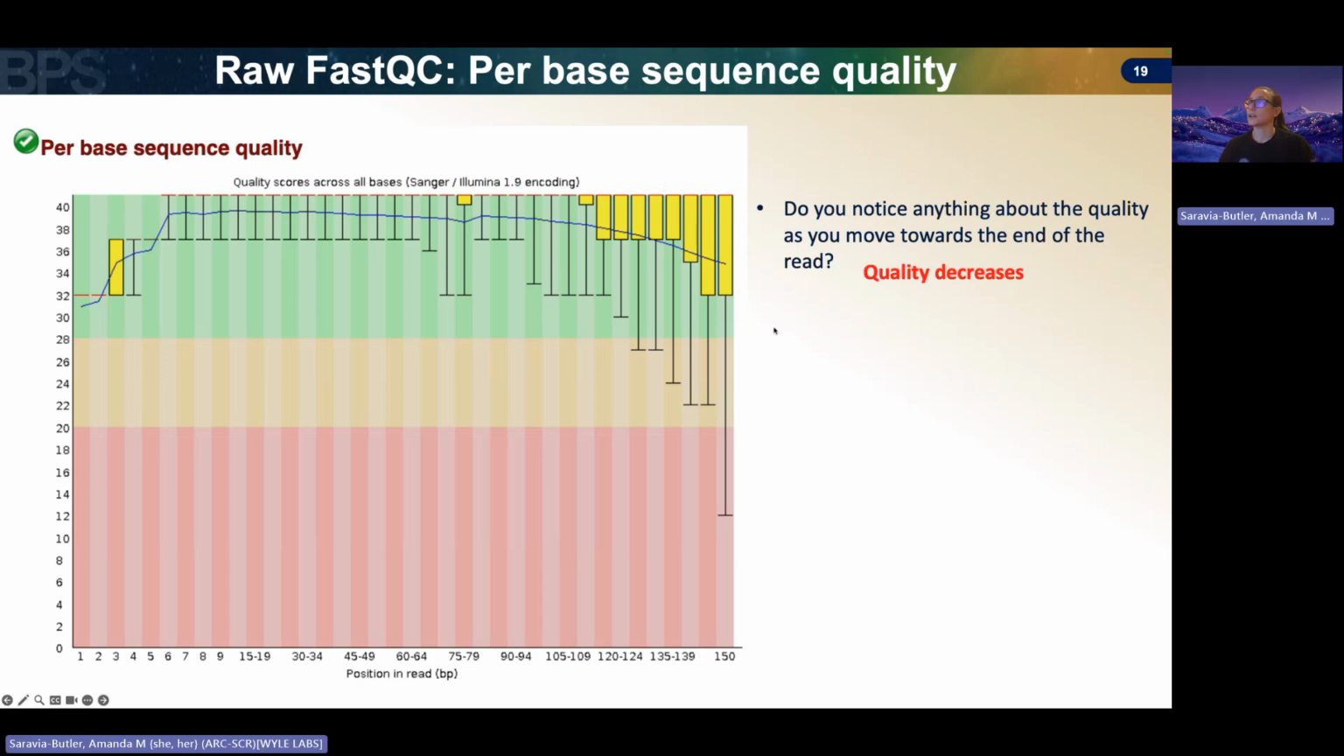And so you can tell here that the quality does start to drop a little bit at the end of the read. You also want to mention these are box and whisker plots where this red line is representing the median value. This blue line is representing the average value at each read position across all reads. And so, yeah, we're seeing this quality decrease. That's pretty common.